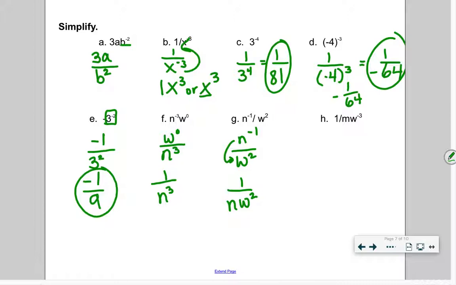Okay, this last one, we have 1 over m w to the -3. Do we have to do anything with m? No. Do we have to do anything with w to the -3? Yeah. It clearly does not like living in the basement. It wants to go upstairs. So what is 1 times w to the 3rd power? Is it still w to the 3rd power? Do I need to have that 1 sitting in front? No, I don't. So I can just say w to the 3rd power over m.